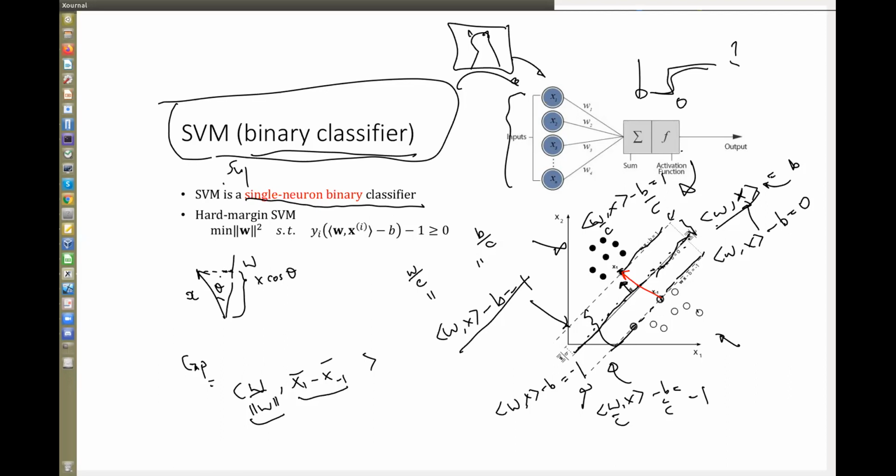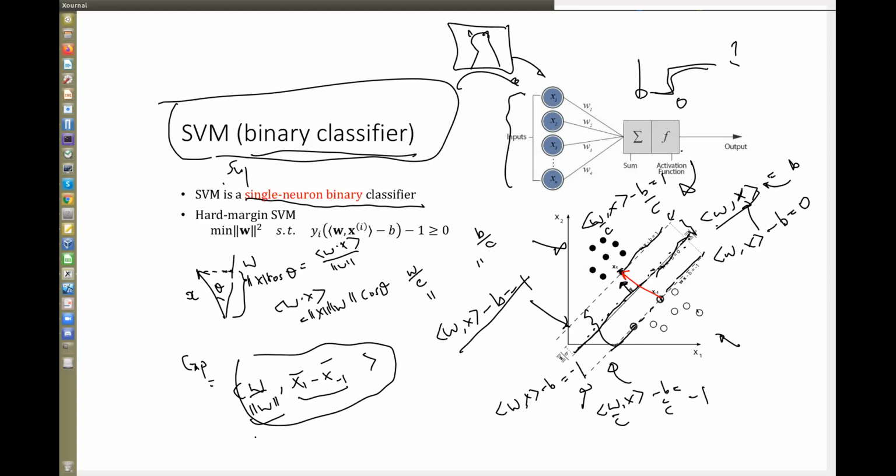And by the way, what's w dot x? W dot x is equal to the length of x times the length of w, and I should write the length of x times cosine theta, right? So therefore, this length here, x cosine theta, is equal to w dot x over the length of w. Yeah, so that's how we get the gap, which is equal to this one here.